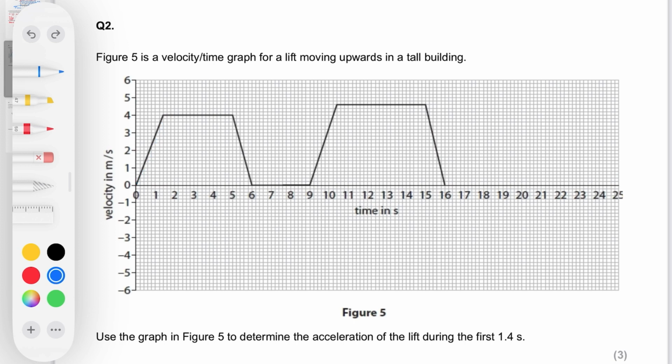And one thing with this graph as well is we've got positive velocity and negative velocity. So we assume when the lift is going upwards, and it does say moving up, that's positive velocity. And then when it moves down, that's negative. So this whole journey, we can assume that the lift is going up the building.